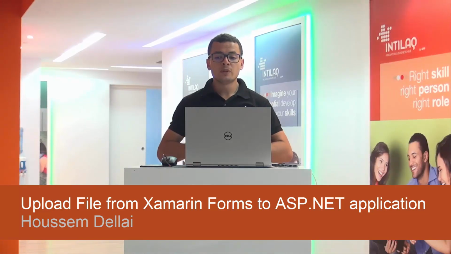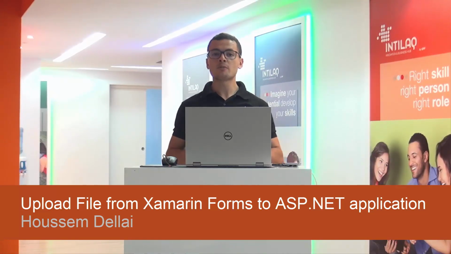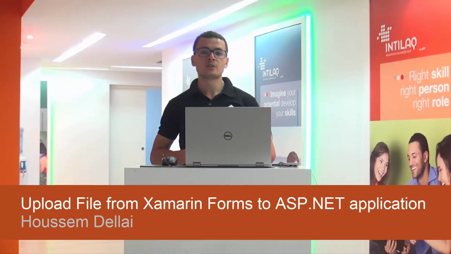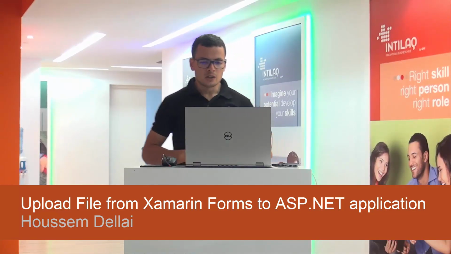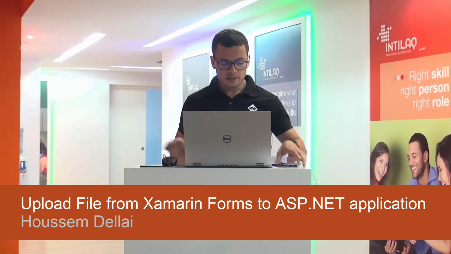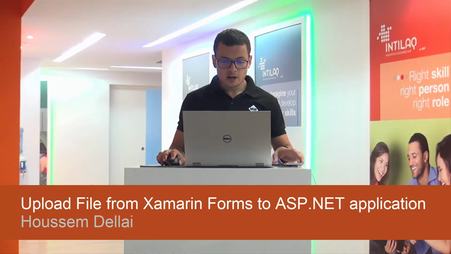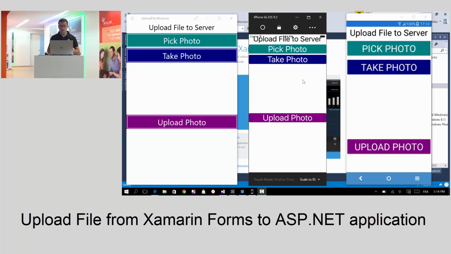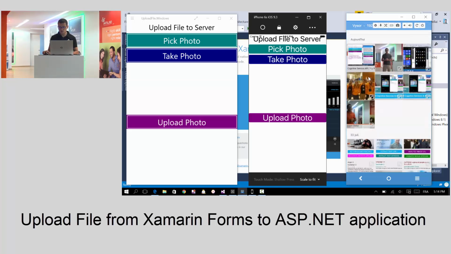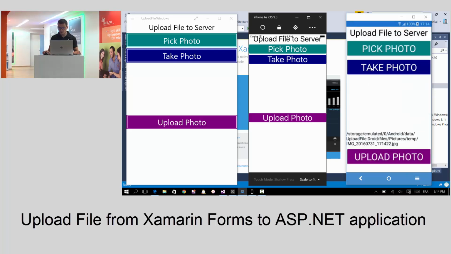So the sample we'll be building today is uploading these files from a Xamarin Forms application to an ASP.NET server application. Let's make a demo for the application. So here I have the Xamarin Forms application that is running on Android, on iOS, and on Windows. And for each of these applications, I have two buttons for picking a photo or taking a photo. Let's try picking a photo, for example, here in the Android device. Let's choose this one, for example.